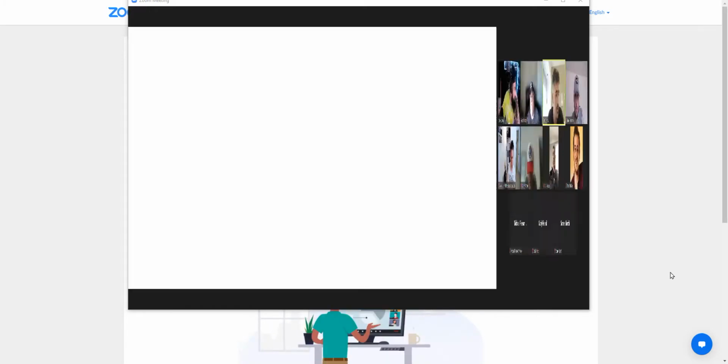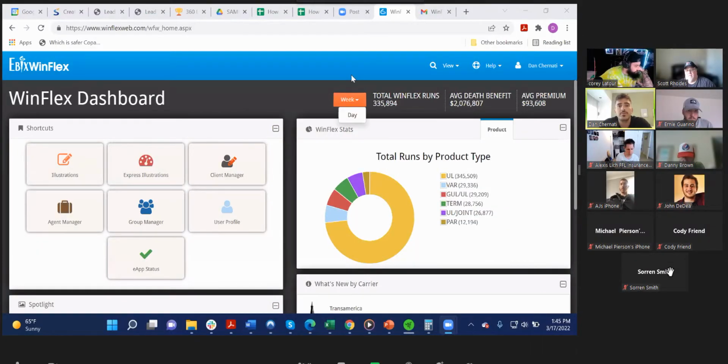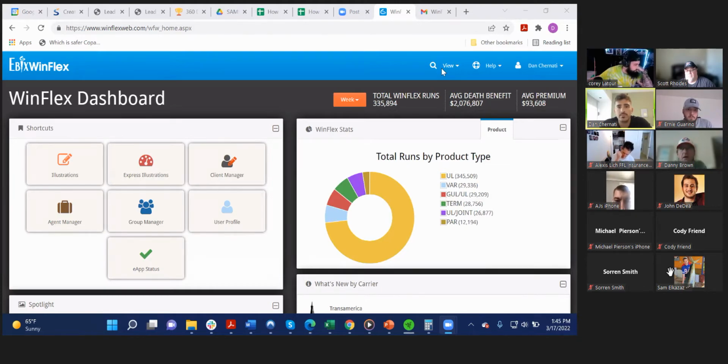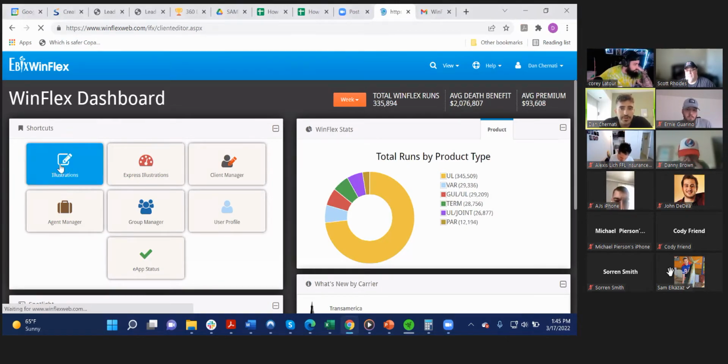So I'm going to show you how to use WinFlex Web. And this is Mutual of Omaha's illustration software. If any of you guys are going to start writing IULs, please do this the proper way. If you use EasySolve, there's nothing wrong with that. This is just actually the right way to do it, right? It's going to be a little bit more expensive, but you're putting more money than you should into it, which is really the proper way to actually write an IUL. You want to make sure it's always funded properly. So we're going to go to illustrations here.